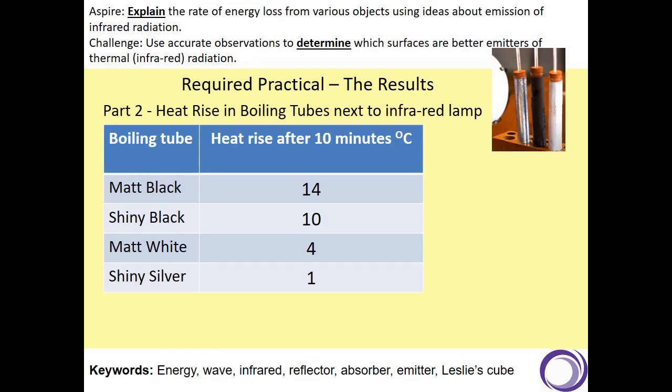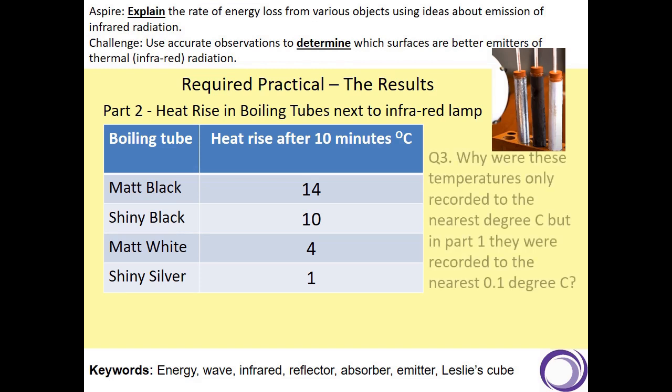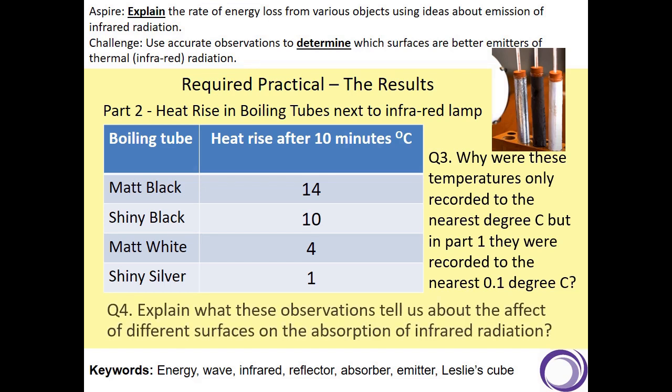So part 2 then, there we've got 4 boiling tubes next to the infrared lamp. So the matte black's gone up by 14, shiny silver's only gone up by 1. So now, question 3, why were these temperatures only recorded to the nearest degree C, but we used 0.1 degrees C a second ago? That's question 3. And question 4, explain what these observations tell us about the effect of different surfaces on the absorption of infrared radiation. So this time we're talking about absorption, heat radiation being absorbed going into the surface. I'm going to give you 90 seconds.